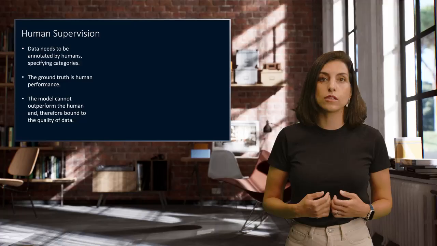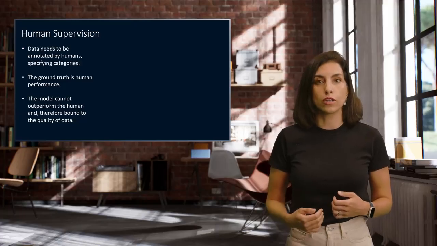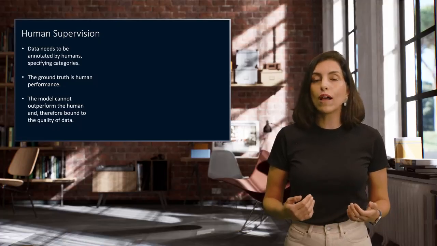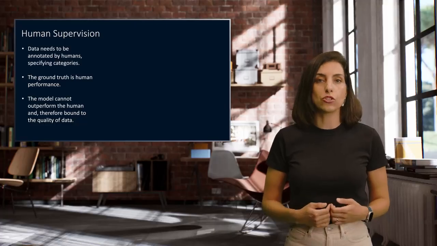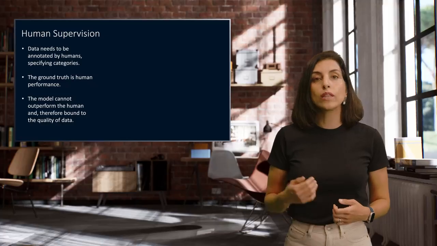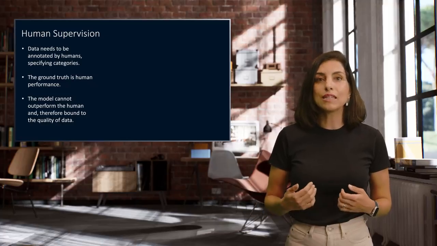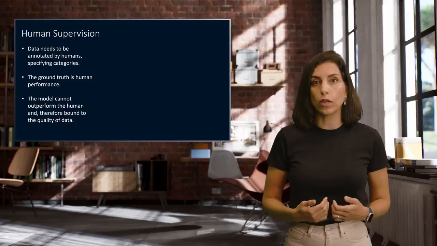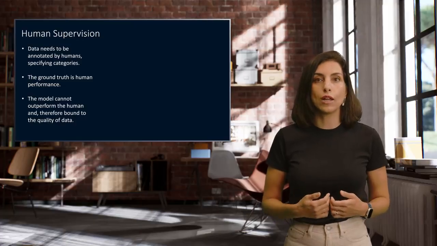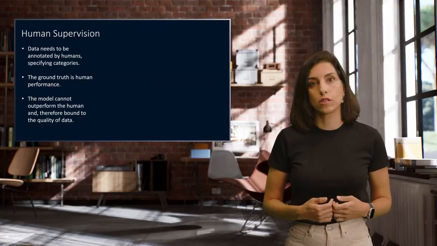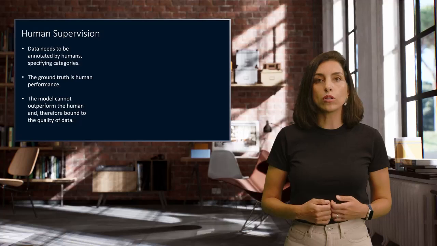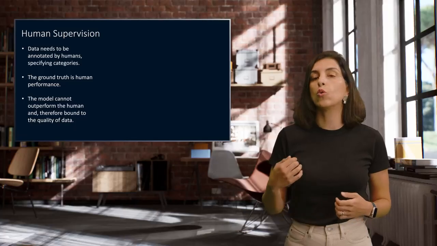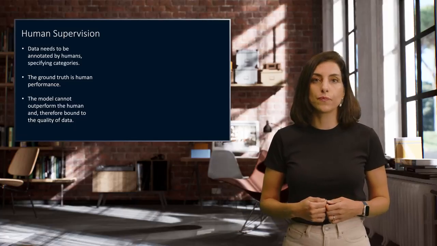In a supervised task, human workers assign the labels to each data point. Therefore, the ground truth is human intelligence. When data has labels, it makes it easier for the model to learn from the labels. Or in other words, the supervision signal helps the learning process. However, the model cannot outperform the human and therefore is bound to the quality of data labels.